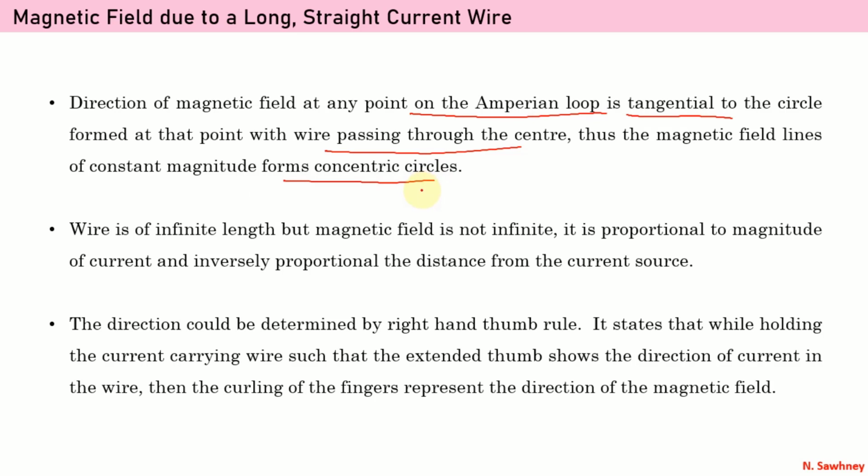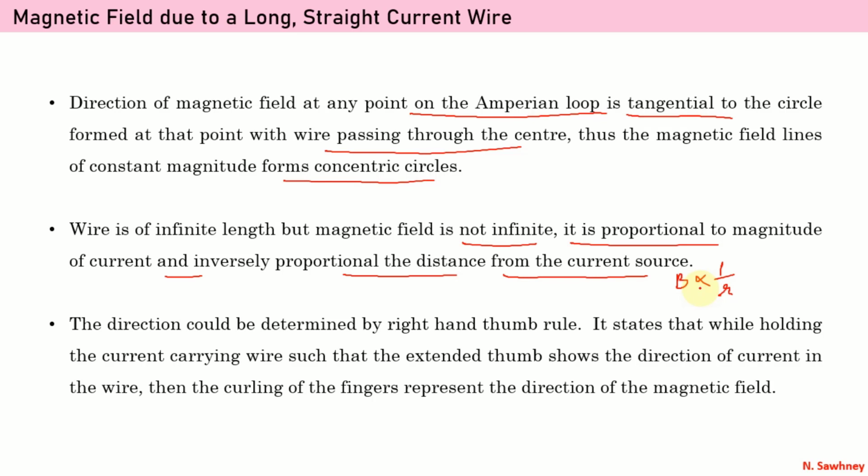The wire is of infinite length, but the magnetic field is not infinite. It is proportional to the magnitude of the current and inversely proportional to the distance from the current source. That is, magnetic field is inversely proportional to the distance from the current source. As we increase the distance from the wire, the magnetic field reduces.